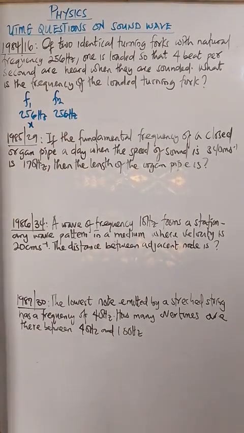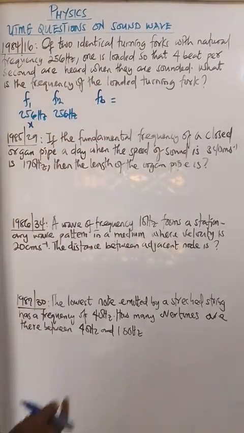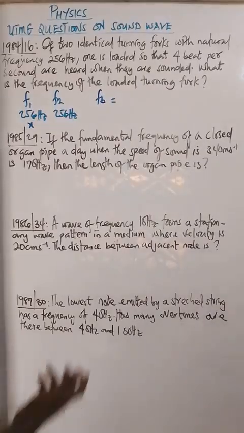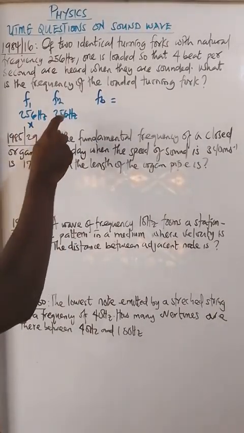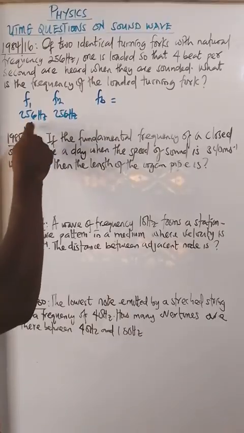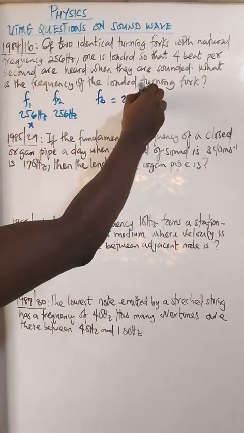One is loaded so that 4 beats per second are heard. If you recall, I said the beat frequency is the difference between the frequencies of the two sources. So here the difference will be this minus this, because we remove the smaller one from the larger. So the beat frequency will be 256 minus X.